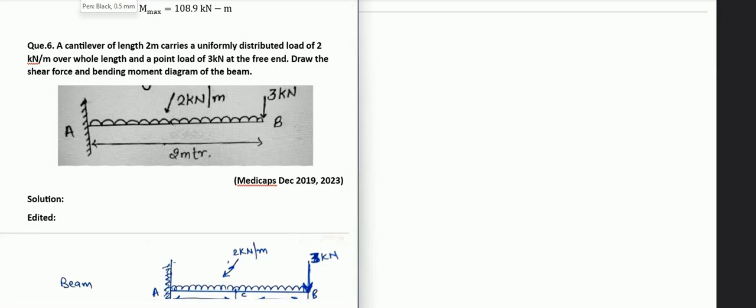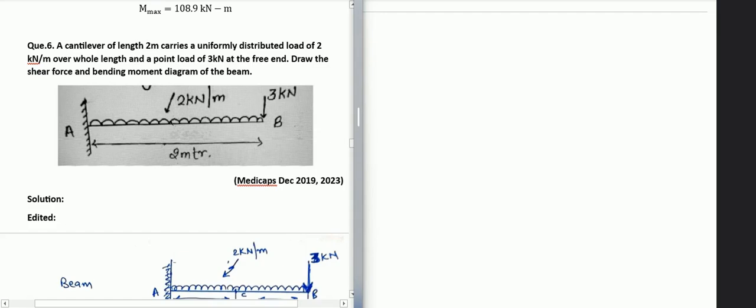Today we are going to solve a simple problem based on SFD and BMD. Here you can see there is a fixed support at A and there is a UDL throughout the beam. The beam is 2 meters long and there is also a point load at B. So let us try to solve this.